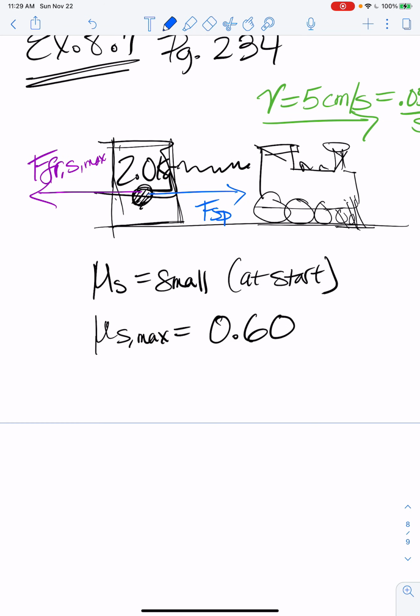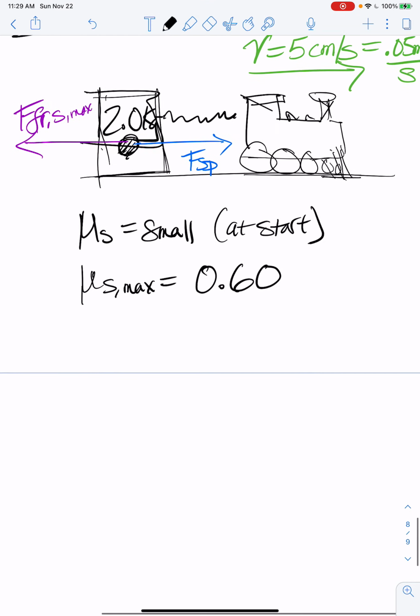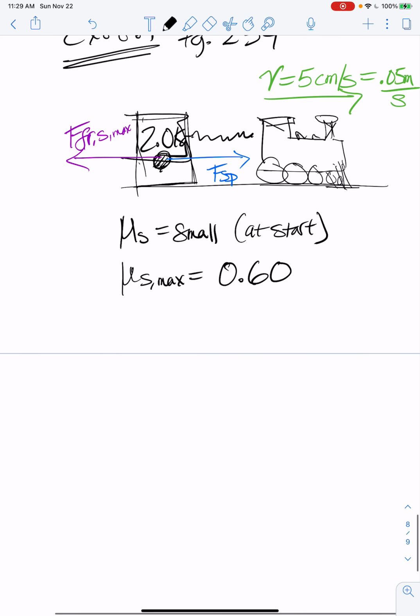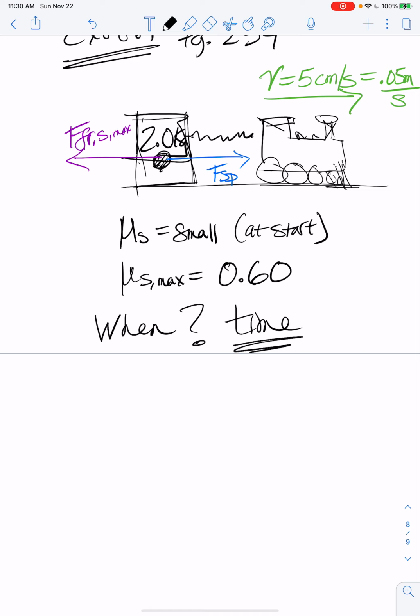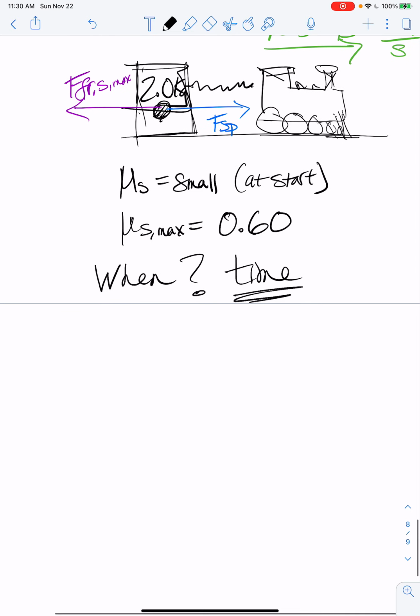All right. So let's go ahead and let's solve for this. So we want to know, when does the block slip? So when does this happen? So we want to know time. That's kind of interesting, right?